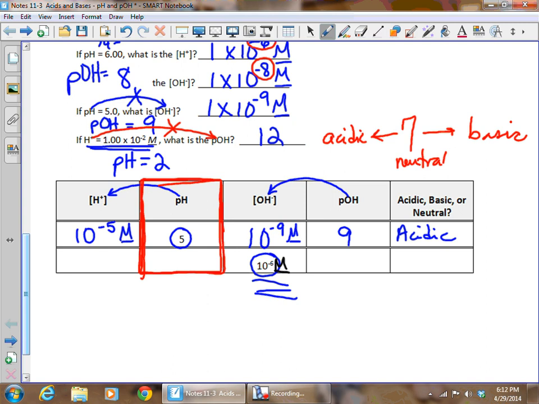So pause this really quick and see if you can do this bottom row yourself. So hopefully, since you knew that OH minus was 10 to the minus 6th, you quickly figured that pOH was 6. If pOH is 6, all we need to get pH is simply subtract that from 14 and get a pH value of 8. Once we know that the pH is 8, then we know that the hydrogen ion concentration is 10 to the minus 8th molar. Since the pH is 8, which is greater than 7, we also know that this solution is basic.